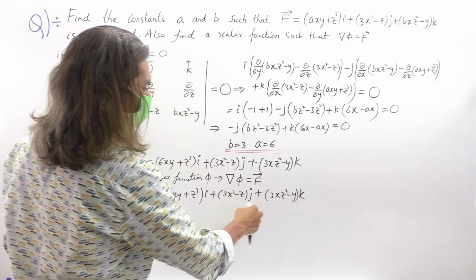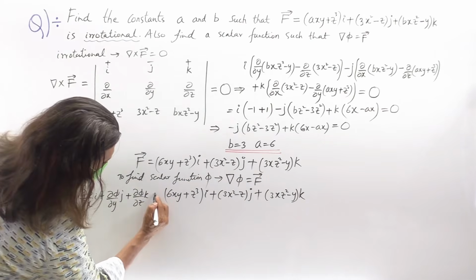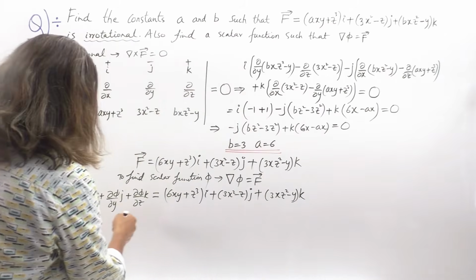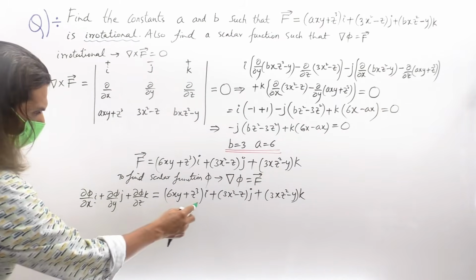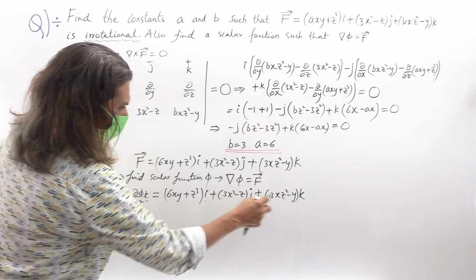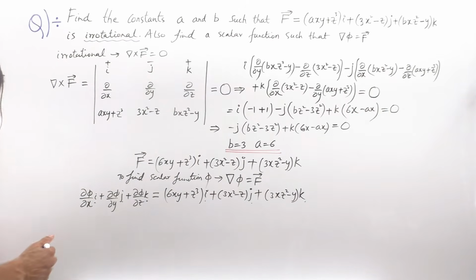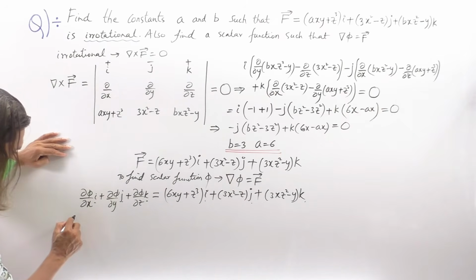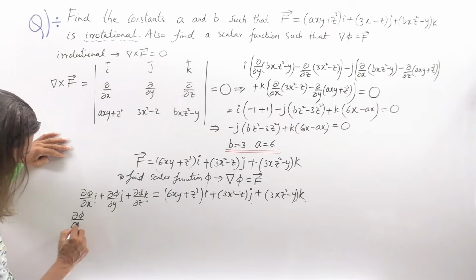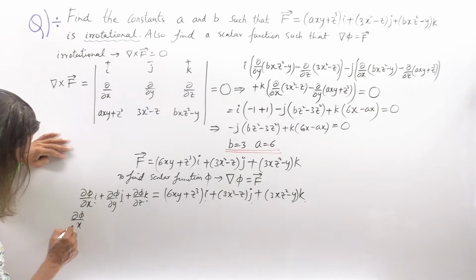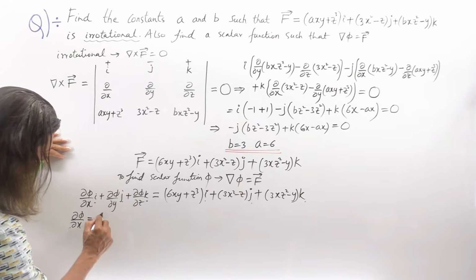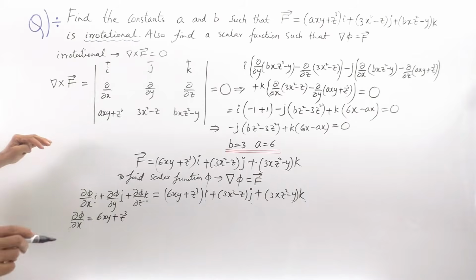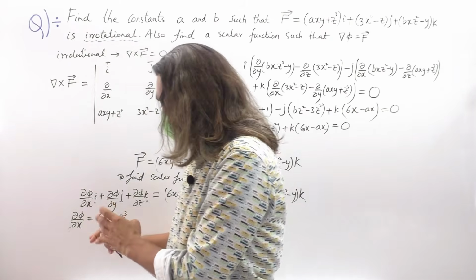So now let's compare, since this is an equation. Let's compare both the LHS and the RHS. What is there to compare? You have to compare i with i, j with j, and k with k. That's all. If you compare that, we are going to get, see, i means ∂phi/∂x will be equal to 6xy plus z³. Therefore ∂phi/∂x will be equal to 6xy plus z³.